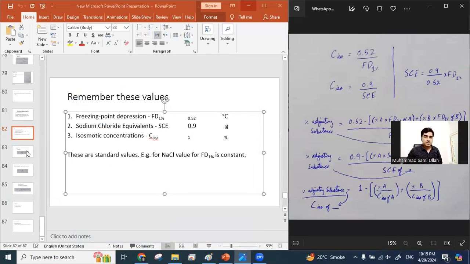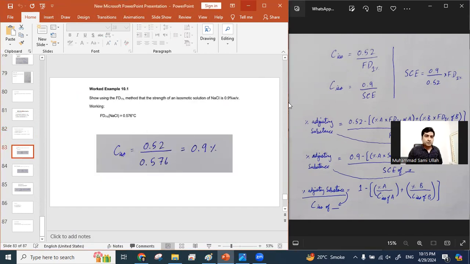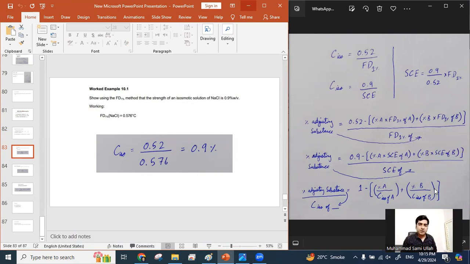Things are confusing, and I know that you are not making perfect sense of these formulas, but let's start practicing and you will have it. We will be practicing this first formula, isosmotic concentration. What kind of question is it going to be? Very simple. Show using the FD 1% method. Now, whenever you see FD 1% or SCE or CISO, you should know that this question belongs to this chapter of isosmotic concentrations.